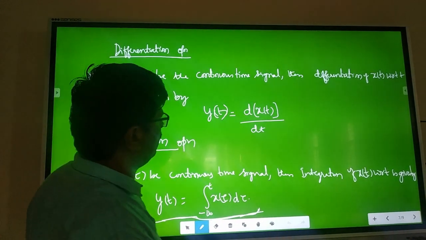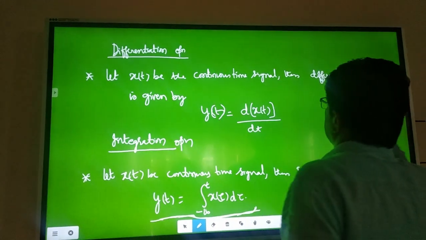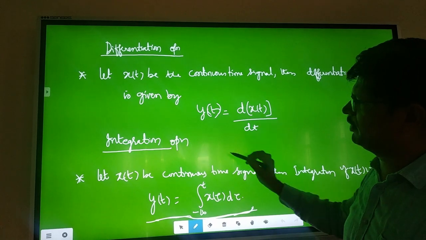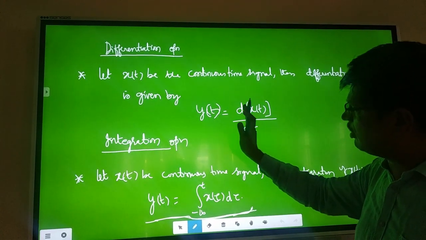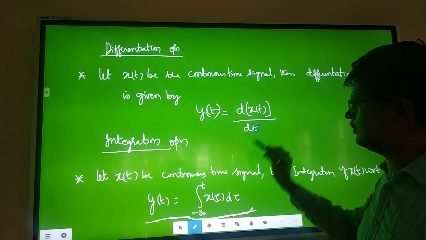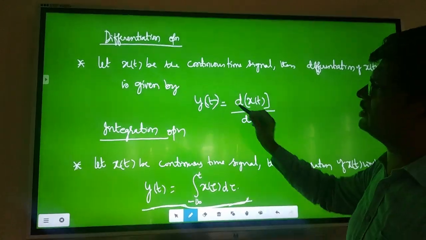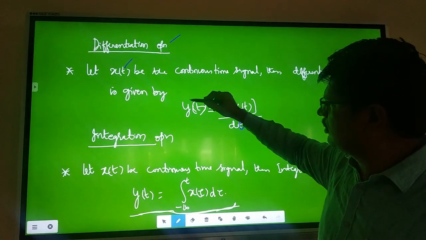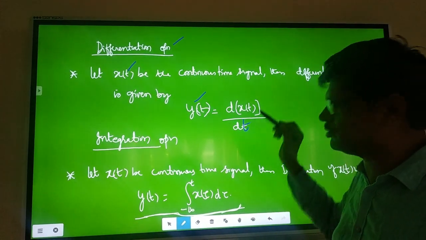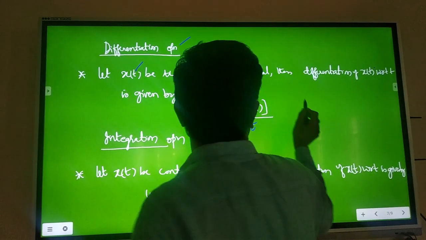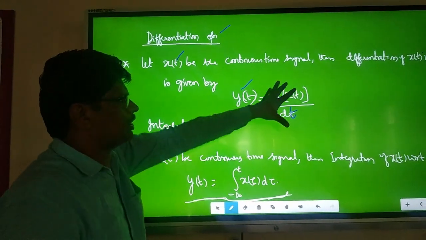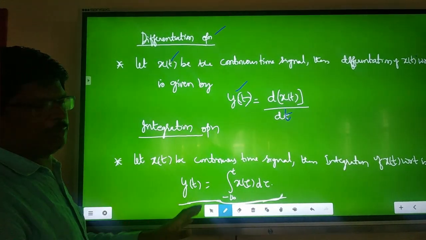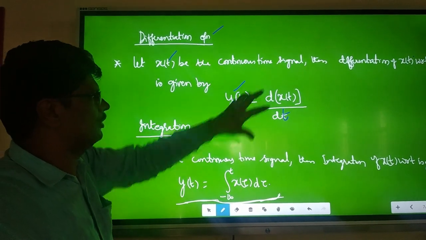Let x of t be a continuous time signal. Then the differentiation of x of t with respect to t is given by y of t equals dx of t by dt. This is the differentiation operation on the signal x of t. If you take the signal x of t and differentiate it with respect to t, you will get the signal y of t. You have to do it for the full signal, the dependent variable.